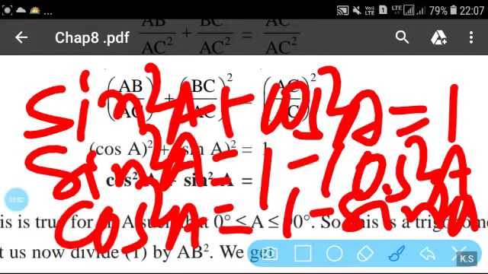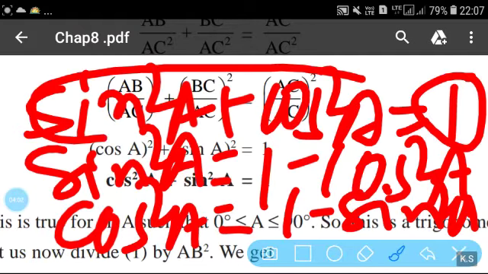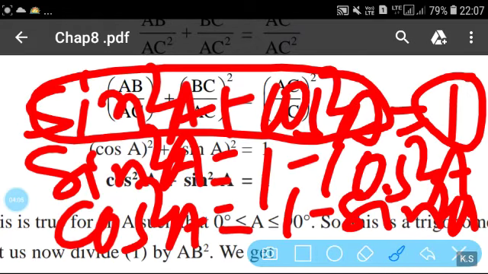Now see students, I am telling this because we have to solve questions related to this. Sometimes in a question, at the place of 1 you can use sine square A plus cos square A, or sine square theta plus cos square theta. Similarly, at the place of 1 minus cos square A you can use sine square A, or at the place of cos square A you can use 1 minus sine square A.